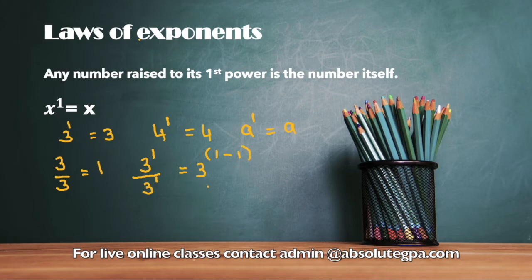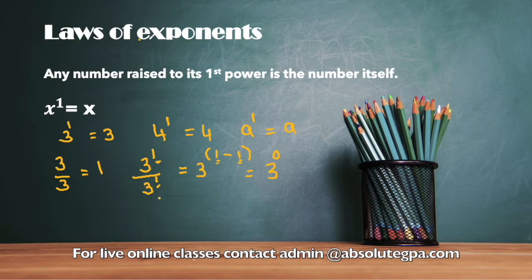So our division rule says when you divide 2 exponents with the same base, your resulting exponent would be the difference between the exponent of the denominator and the numerator. So we get 3 to the power 1 minus 1. So 1 is the exponent of the numerator, and this 1 right here is the exponent of the denominator. So we get 3 to the power 0.